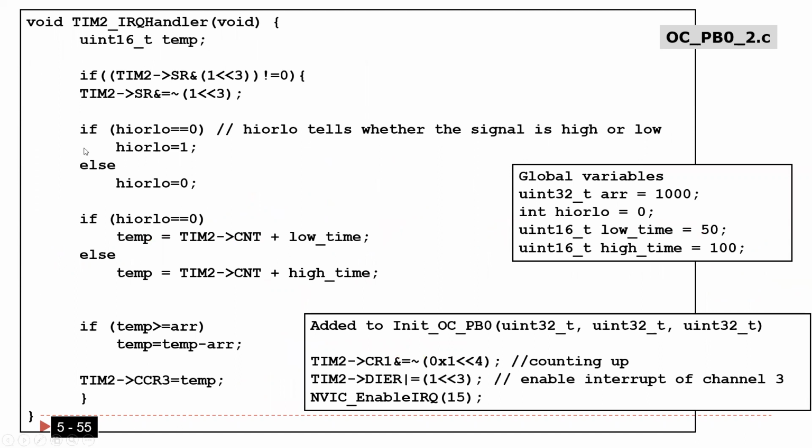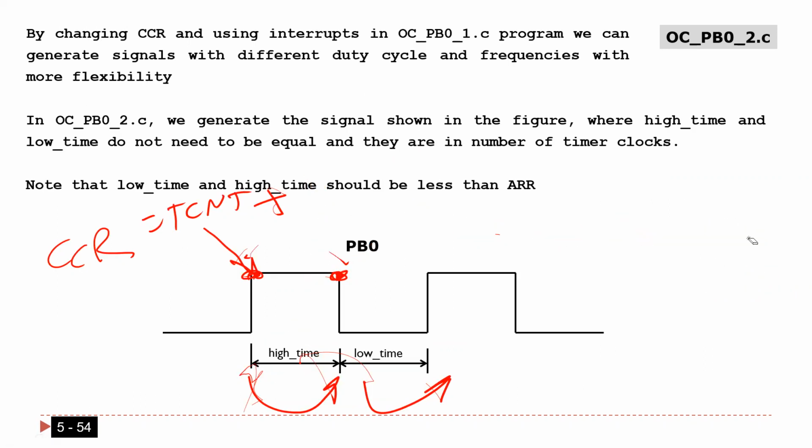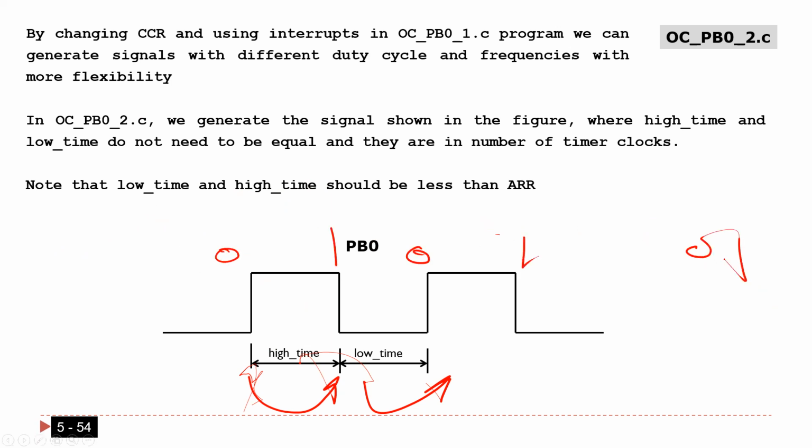Here in the interrupt subroutine, as you see, I'm going to use a variable. It's going to tell me high or low, just to tell me if the signal right now is high or low. 0 is one case, 1 is another case. If it's 0, I'm going to make it 1. If it is 1, I'm going to make it 0. So every interrupt, I'm going to switch from one value to another: 0, 1, 0, 1.